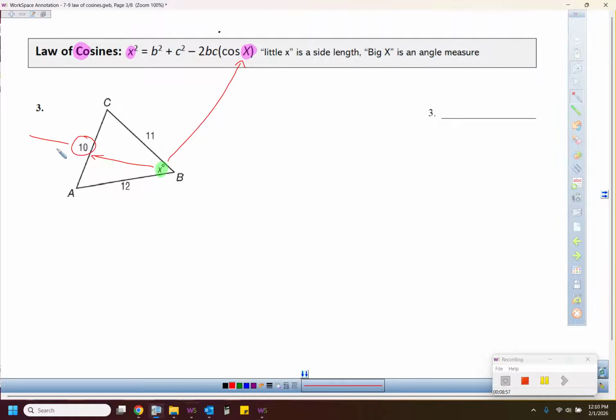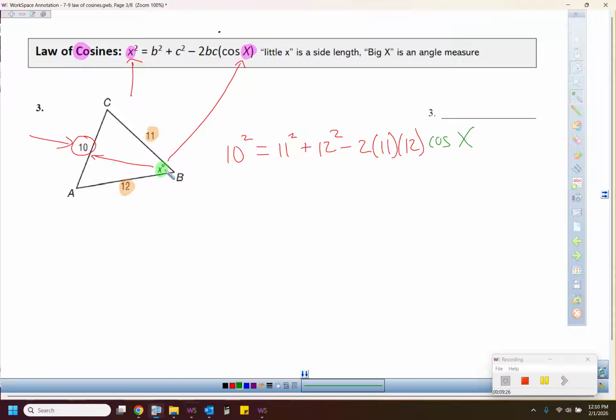It is the most important side because it's got to go right there. So the 10 has to be that one. And then your B and your C, those are the other 2 sides that have nothing to do with this angle relationship of being across from it. So the 10 and the 11 are the ones where it doesn't matter which one's which. So minus 2 times the 11 times the 12 times the cosine of big X.